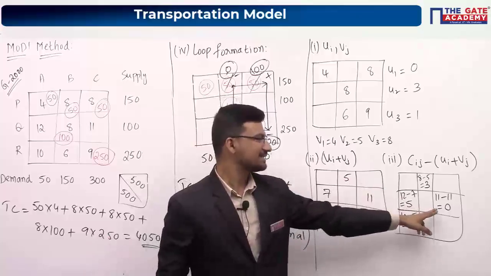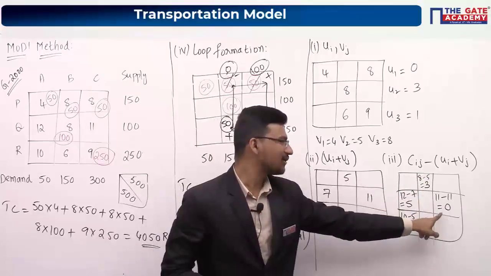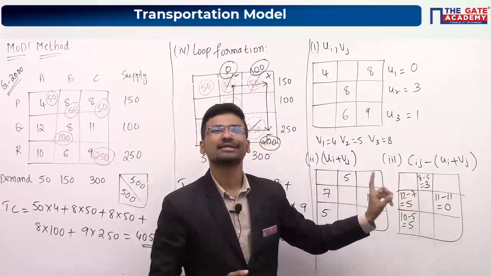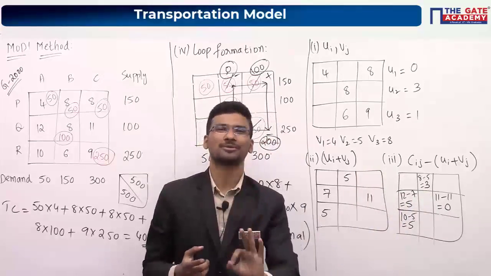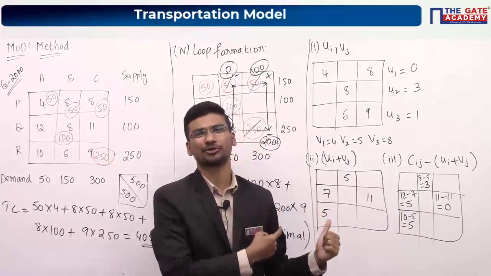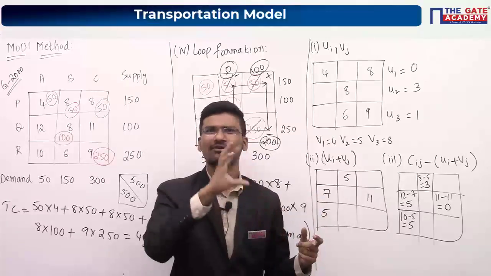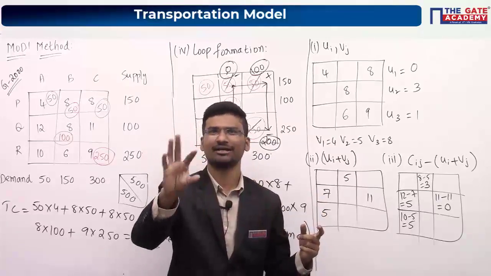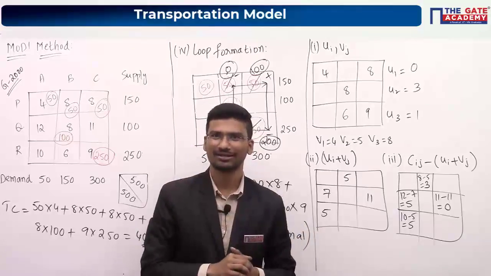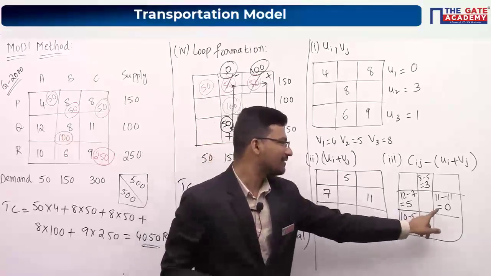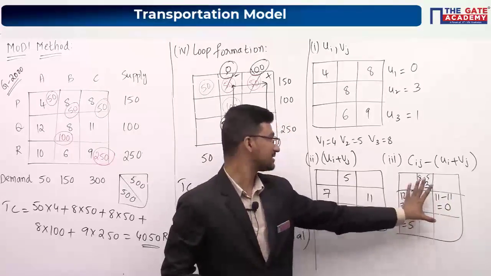Now I was talking about this 0. See, whenever you are having 0 like this, in this step number 3, this 0 indicates that we are having multiple optimal solutions for this particular transportation problem. Already we have seen the graphical method and simplex method, where we got multiple optimal solutions. Remember? Same thing, whenever you are having 0 here in step number 3.